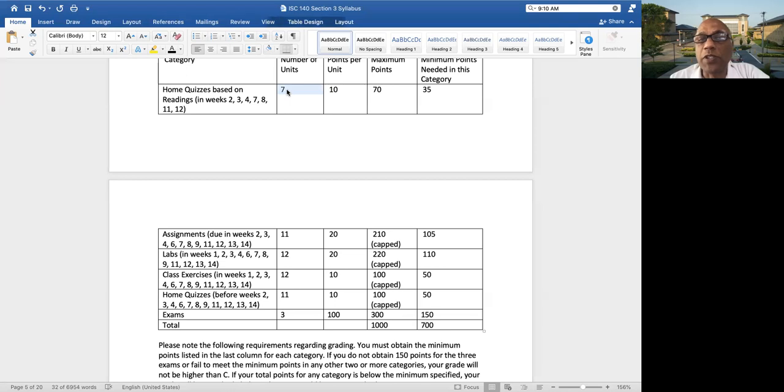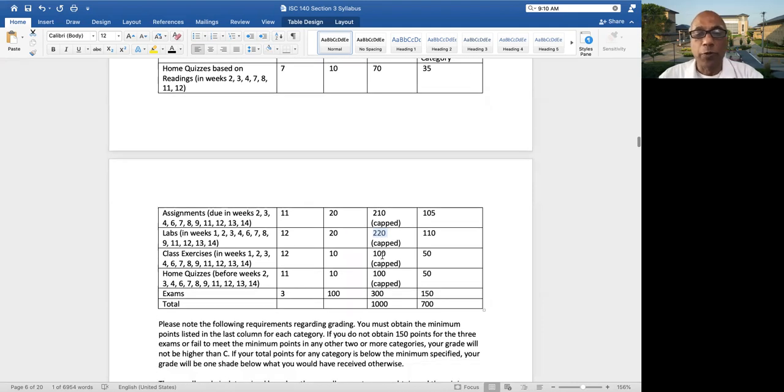We talked about the home quizzes. There are 7 of them for a total of 70 points. 11 assignments for a total of 220, but I'll be capping this at 210, which means even if you miss a few points here and there for assignments, you will still get the maximum. Similarly for labs, with 12 labs, 20 points each, you will see that the total is 240, but I'm capping this at 220 so that you still have a little bit of wiggle room for making mistakes. Similarly for class exercises, home quizzes, there is capping.